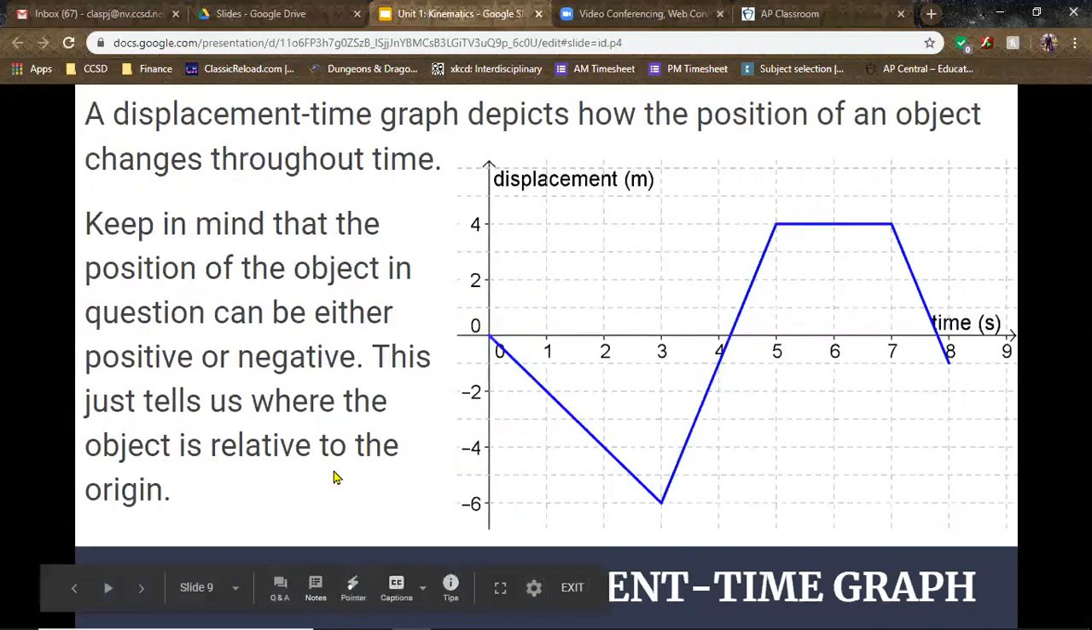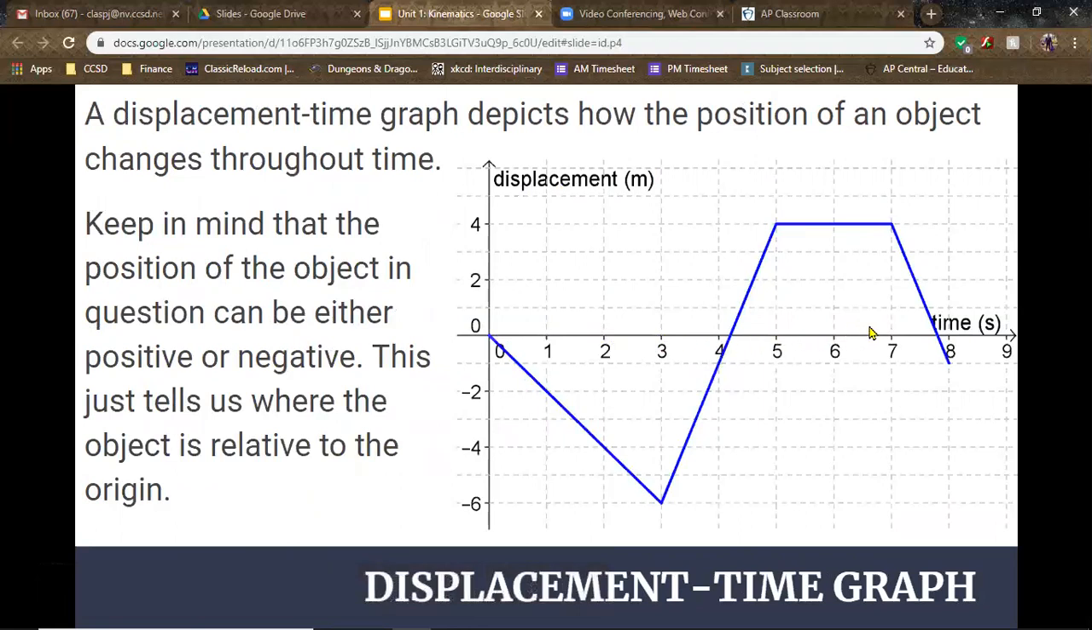First, we're going to start with a displacement time graph. First things, let's look at our axes. Our y-axis right here has been labeled displacement with meters. And then our x-axis, our horizontal axis, is labeled as time in seconds. So this is a displacement time graph. That's how I know what type of graph it is. So the position of the object can be positive or negative. That just tells me where it is located relative to the origin.